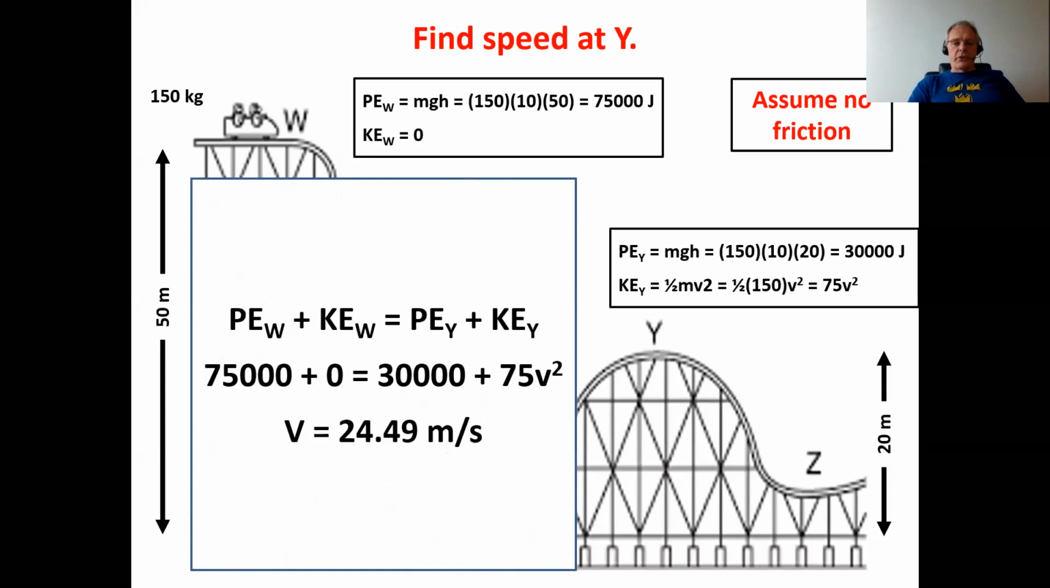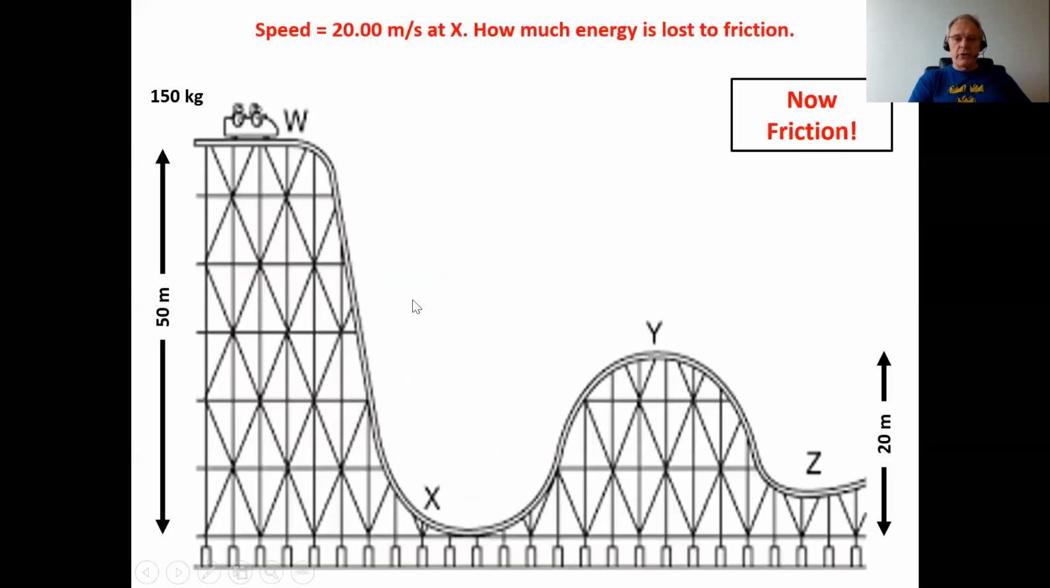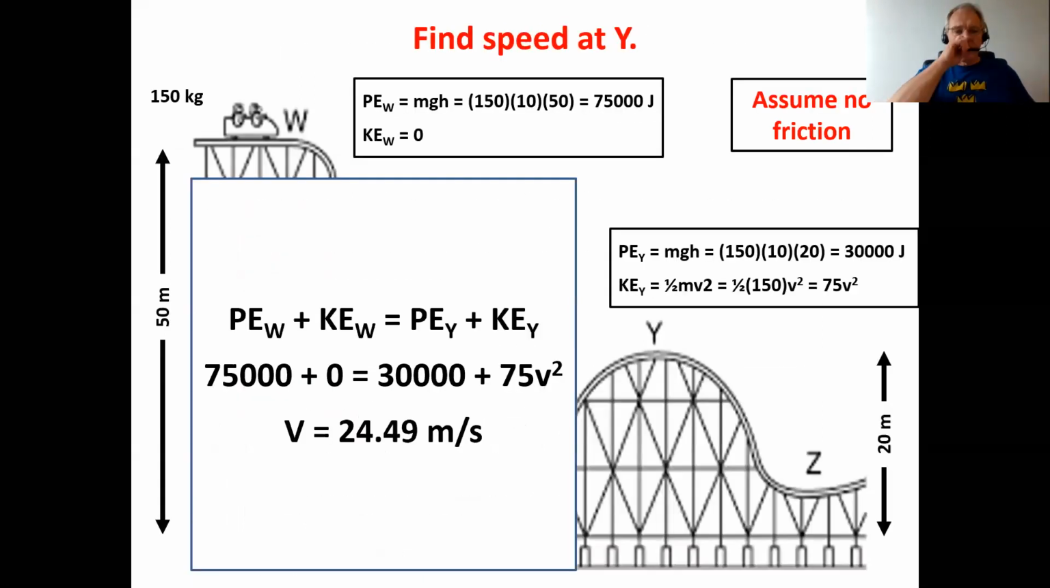Here we see specifically that the potential energy is not 0. In the previous problem, this was 0. That's not the case here. So 75,000 joules is the total energy at W. The total energy at Y is 30,000 plus 75 V squared, and you solve for V. V is 24.49 meters per second. Simple enough. This was, again, for the case of no friction.